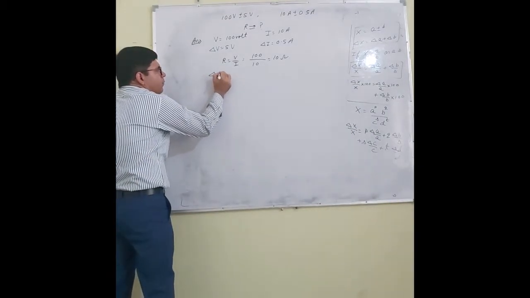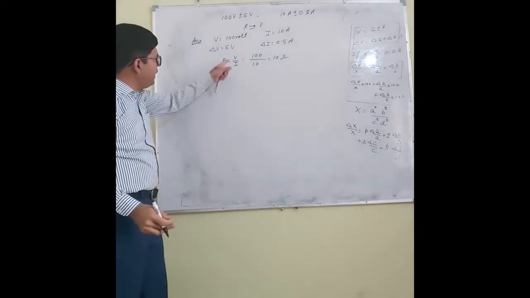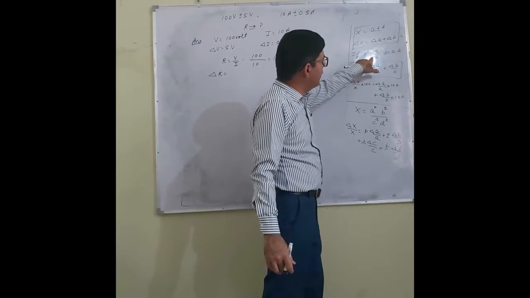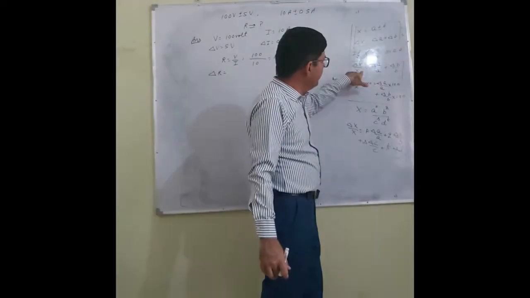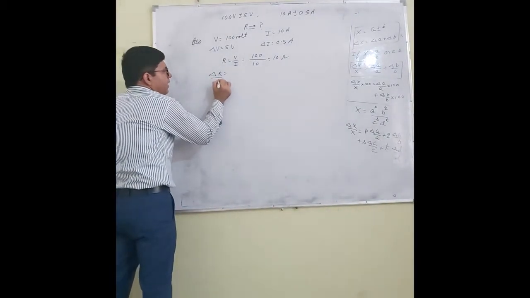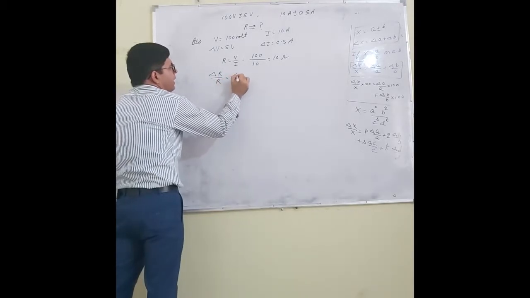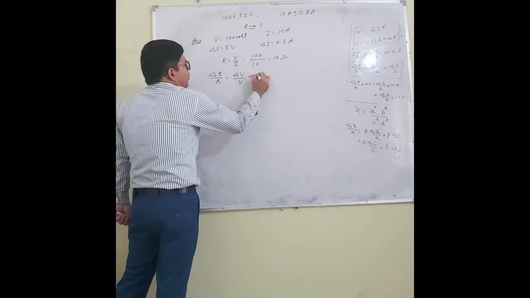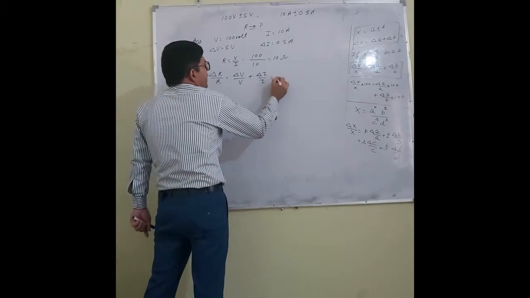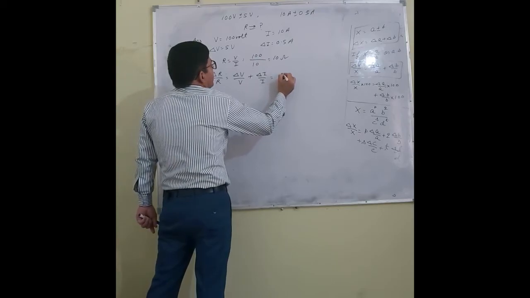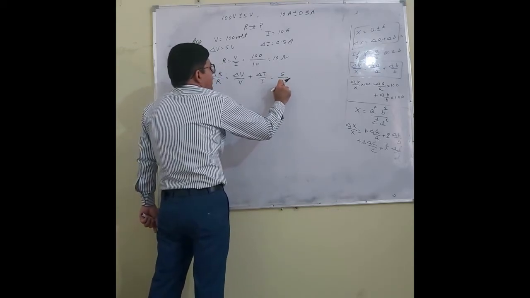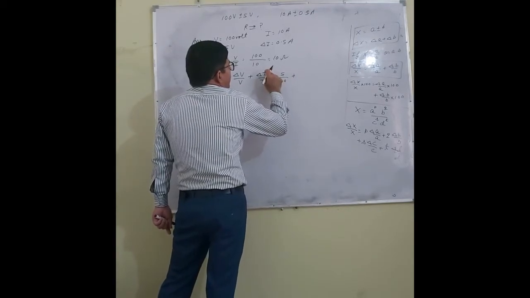Delta R I have to calculate, but here there is a division. So whenever we have a division in the formula, we use this formula: relative errors are added, not absolute. So the relative error in R is delta R by R, equal to the relative error in V plus the relative error in current. Now what is the relative error in V? It is 5 volt by 100.